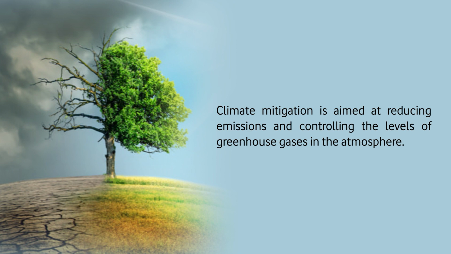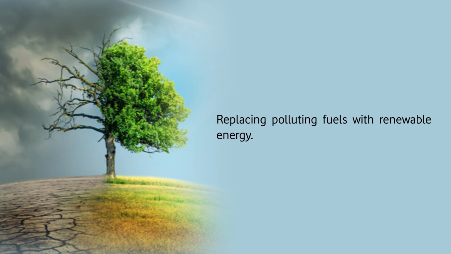These are the two terminologies which are very commonly referred to. Climate mitigation basically talks about reducing emissions and controlling the level of greenhouse gases in the atmosphere. There are various techniques which can be adopted for mitigation of climate that include replacing the polluting fuels. For example, in place of using coal, natural gas and also petroleum products, they can shift over to cleaner renewable technologies such as solar energy and hydrogen.